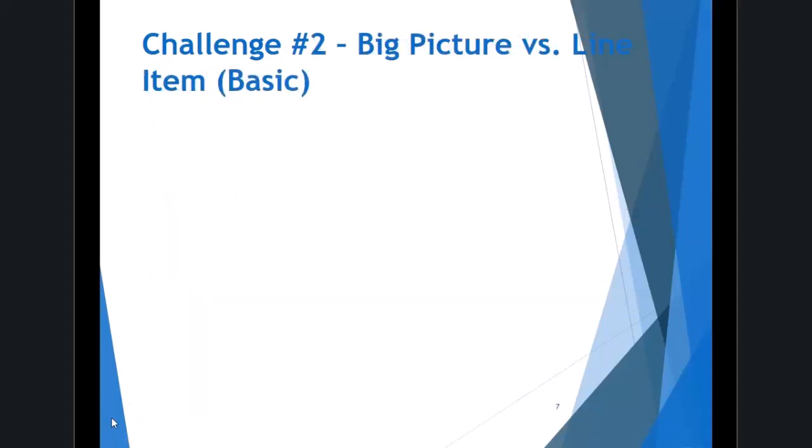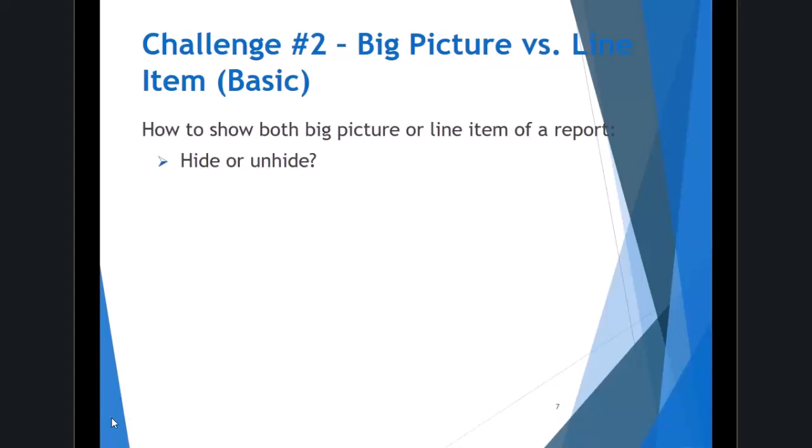Challenge number 2. Big picture versus line item. How to show big picture or line item of a report by doing hide or unhide. This is the case of how to present a financial report in a summary version or in a detailed version or both.